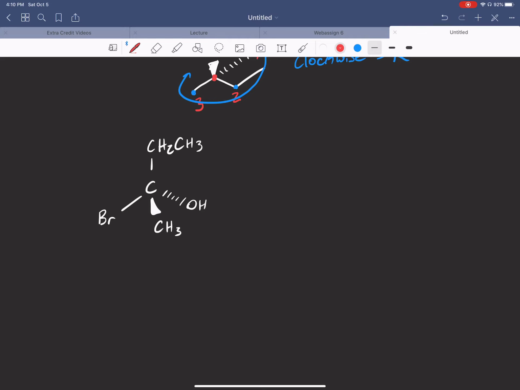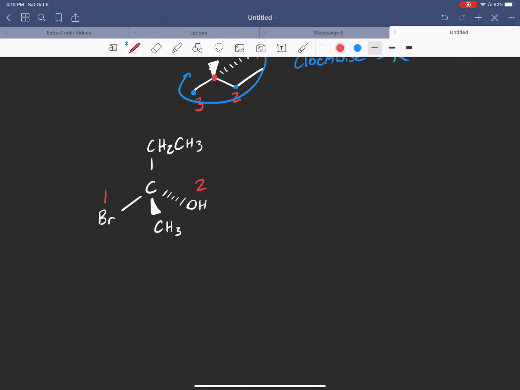Okay, and so how exactly do we number this? First thing, what's the highest priority group, right? So we have a carbon for the methyl, a bromine, and an oxygen. The bromine has the higher atomic number, so I'm going to put that as number 1. The O has the second highest, so number 2.